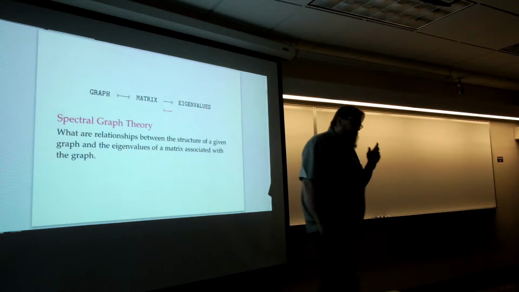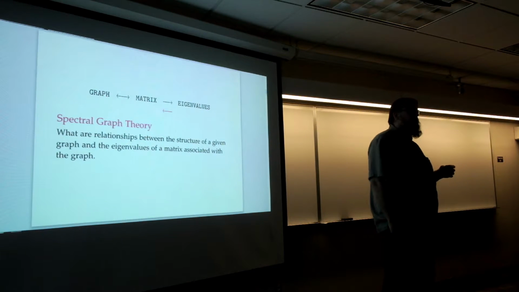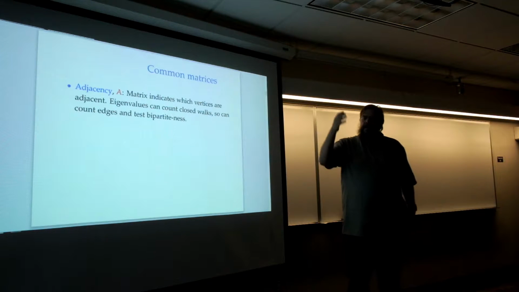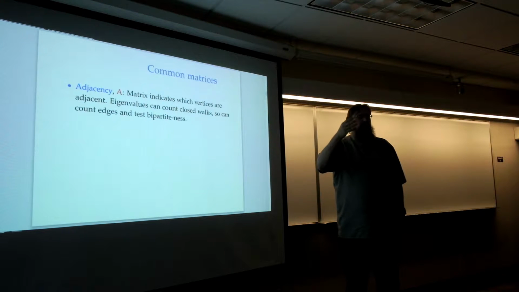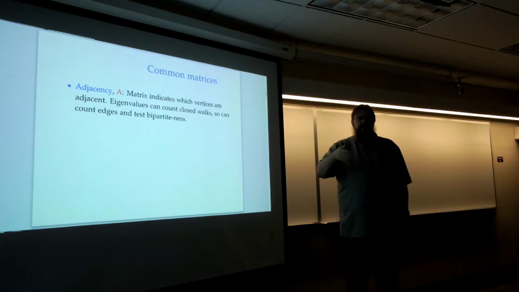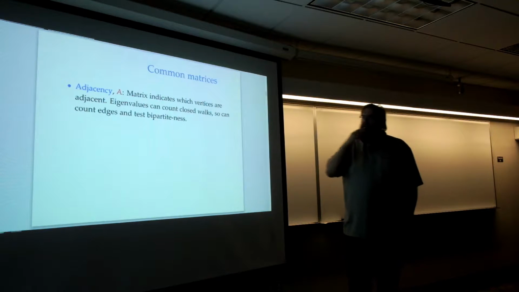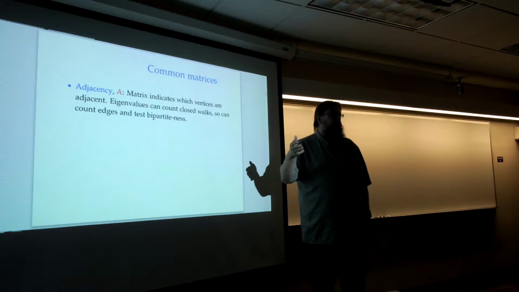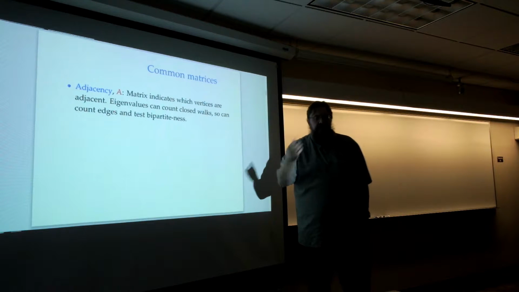So let me talk about a few of the very famous matrices. The most famous has to be the adjacency matrix. In this one, again, we're going to index everything by the vertices, so the rows are indexed by the vertices and the columns are indexed by the vertices. And the adjacency matrix is a 0 if there's no edge between those pair of vertices, and it's a 1 if there is an edge.